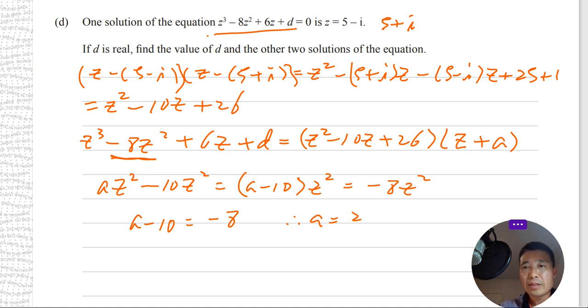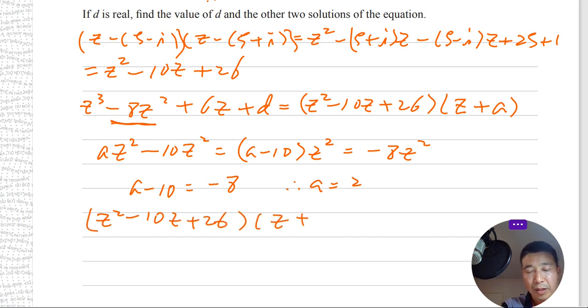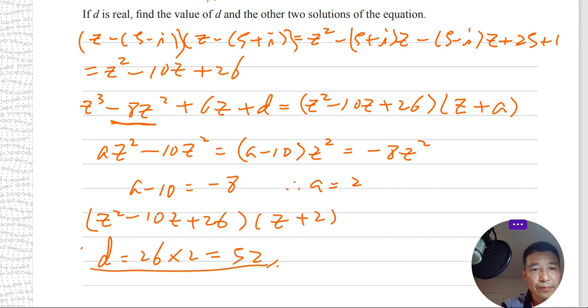So that means over here, we have this times (z plus 2), right? So we are going to find d, which is 26 times 2, which is 52. So we sorted that out.